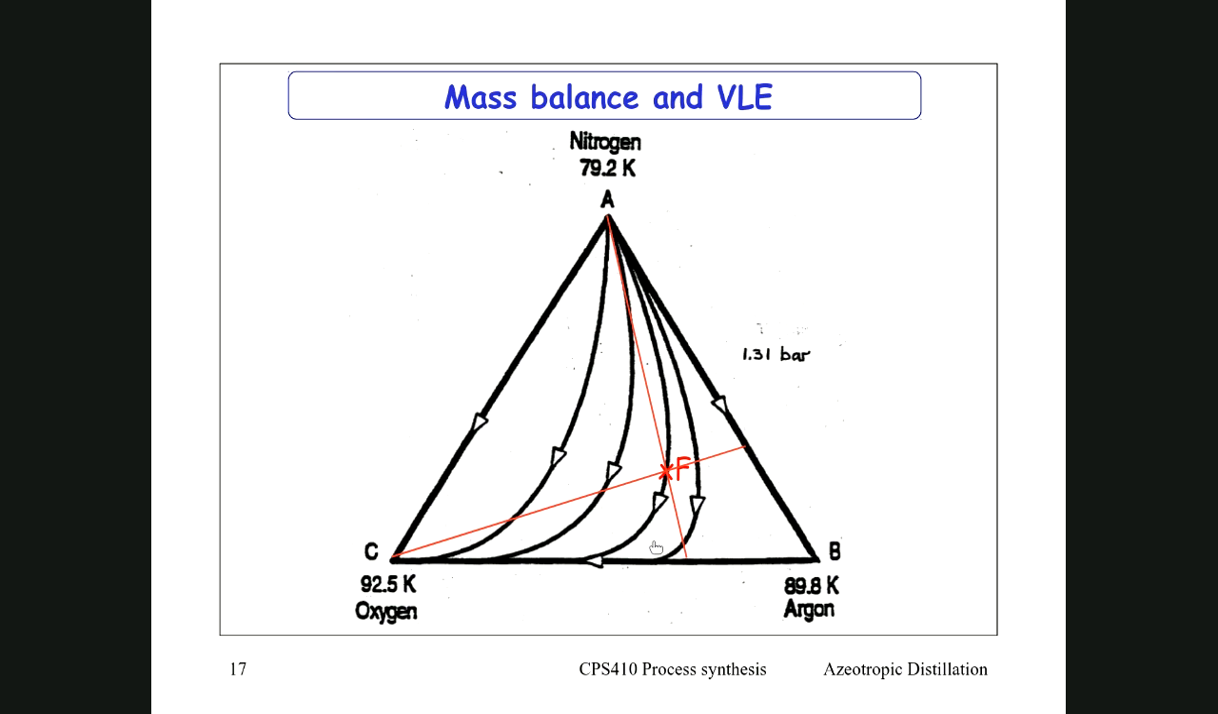So everything on this side, in this area, is a possible distillate composition if we have this feed. We can design a distillation column to have a distillate composition anywhere in this area, because anywhere in this area, you can use a straight line through the feed and cross the same distillation residue curve on the other side.